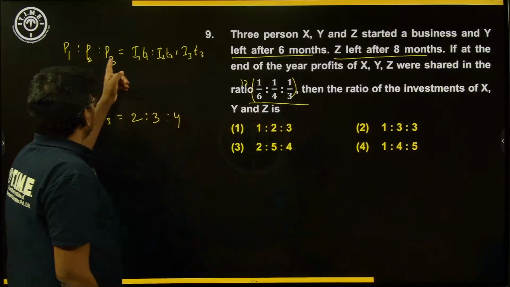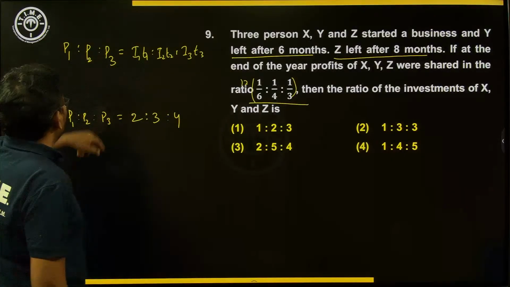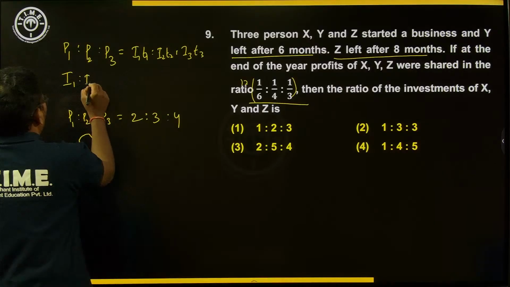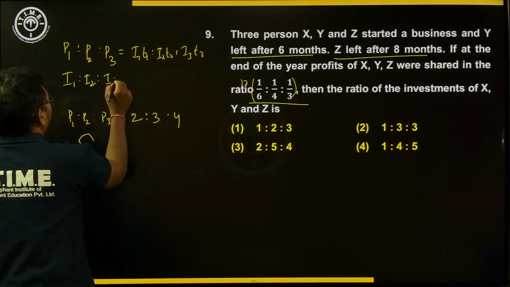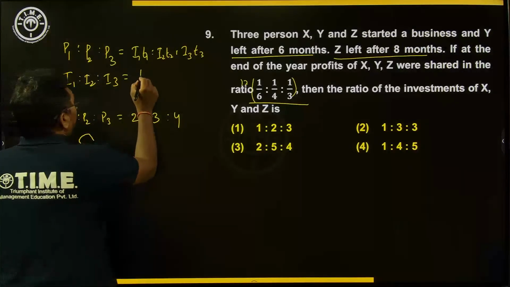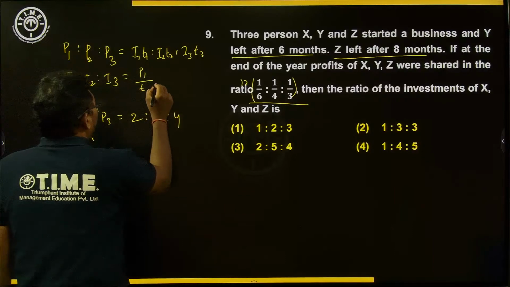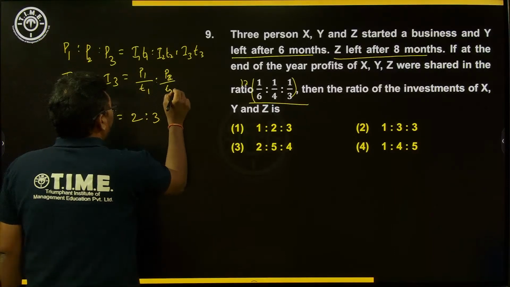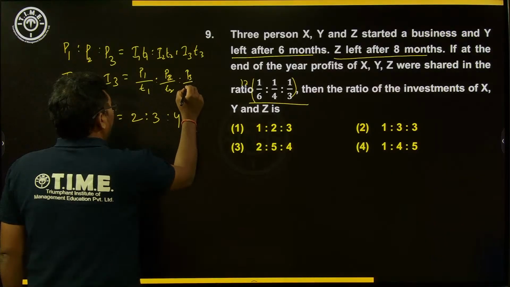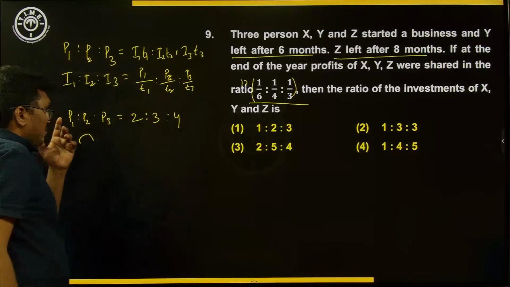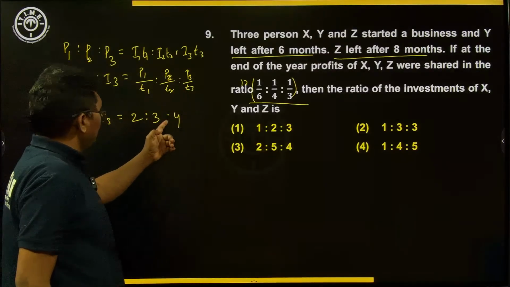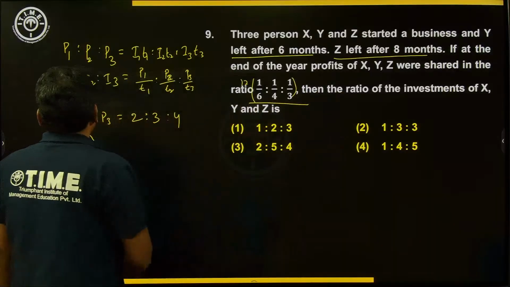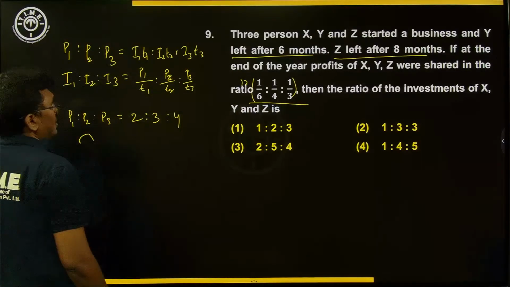So what is the investments ratio? I1 is to I2 is to I3 is nothing but P1 by T1 is to P2 by T2 is to P3 by T3, right? So the profit ratio is 2 is to 3 is to 4. Next, what is the time ratio? So the time ratio is given.